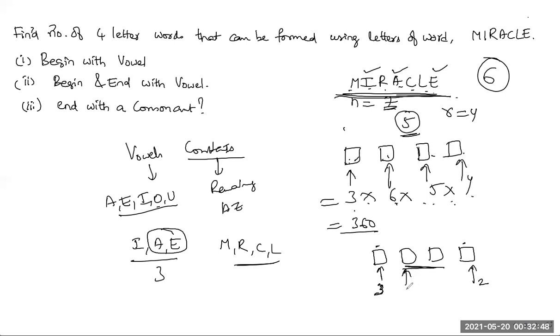So this can be filled in 5 ways, this can be filled in 4 ways. So the total number of words that can be formed under this condition is 3 into 5 into 4 into 2. 5 4s are 20, 20 3s are 60, 60 2s are 120. So a total of 120 words can be formed which begin and end with vowels. Okay, so this is the answer for the second condition.